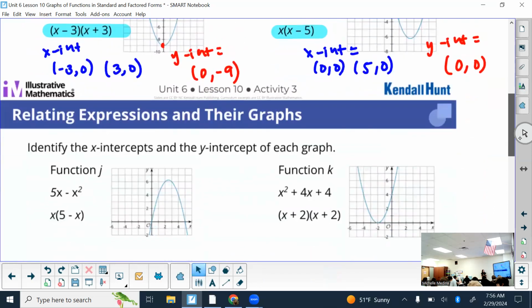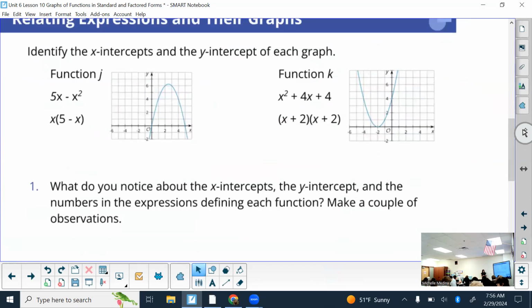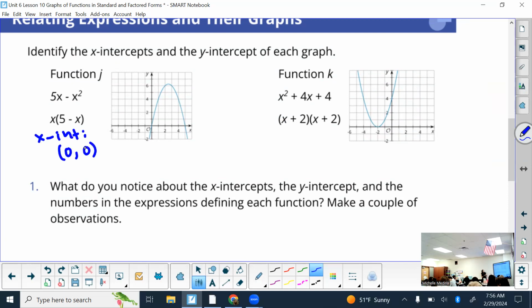Table 9. What are my x-intercepts for function j? 0, 5. Okay, good. 0 and 5, I agree, that's where they touch. And table 1, what is my y-intercept for function j? 0.